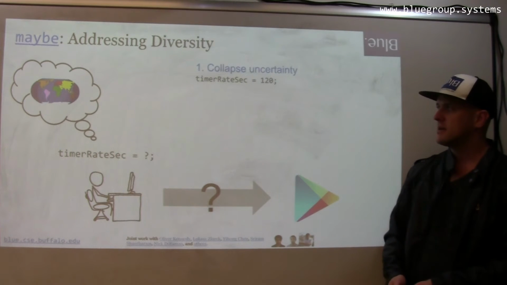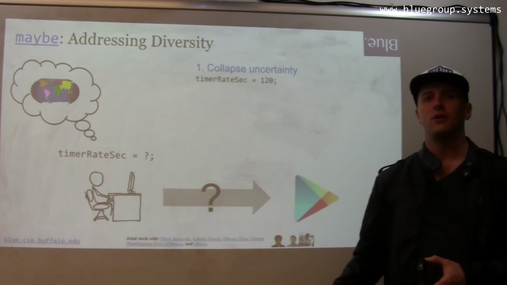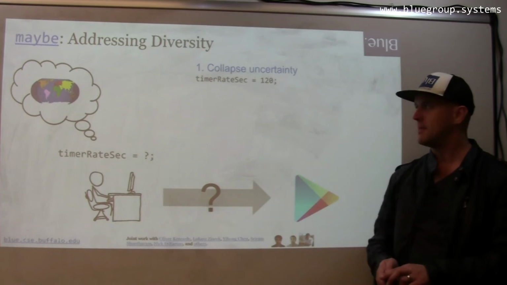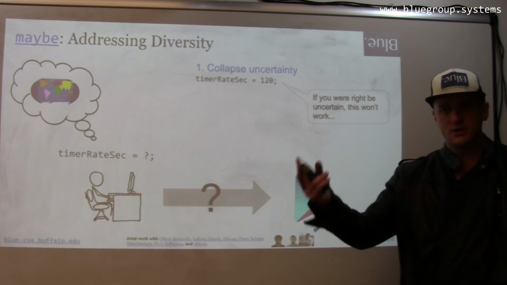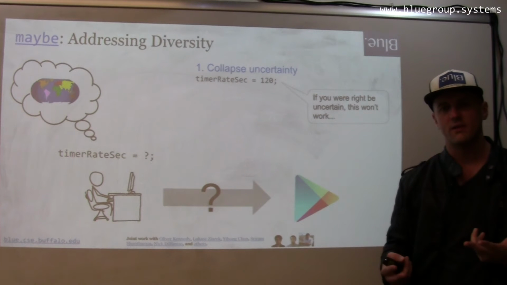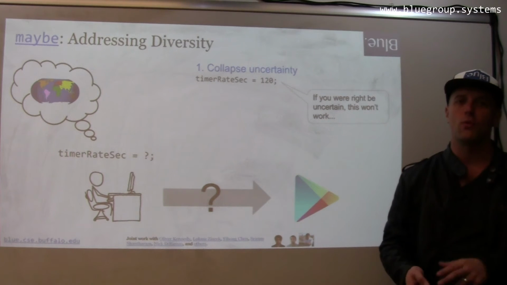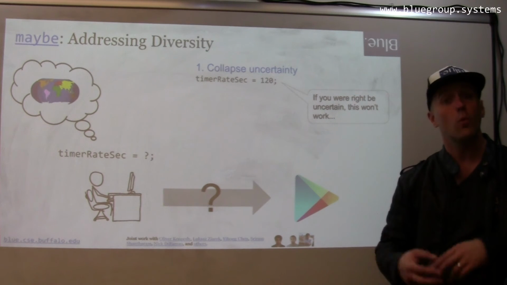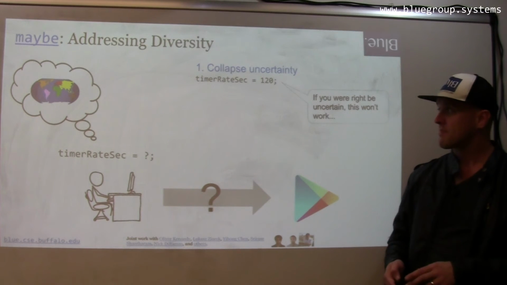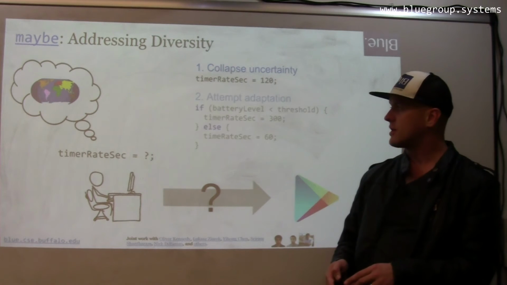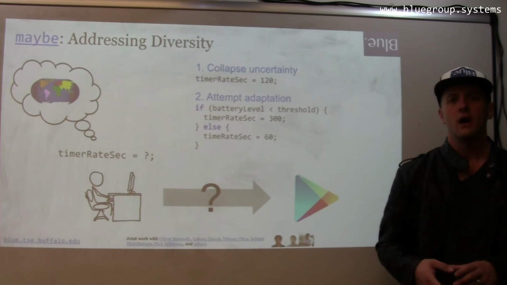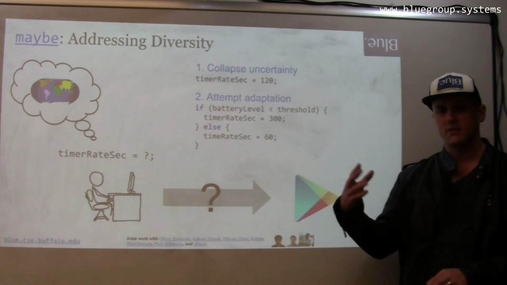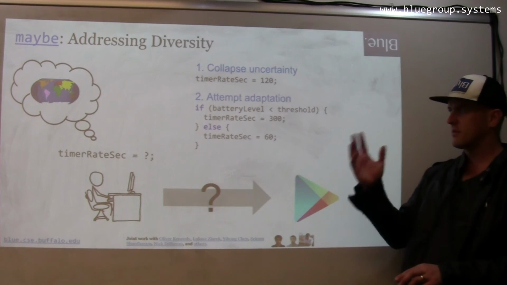Option one is I could basically try to set one value and hope it works everywhere. But of course, if you were uncertain about what value to choose, if you had some legitimate reasons to wonder whether or not this single value would be right, it probably won't work well everywhere. It may work, but it may not work well. The other thing you can try is to write adaptive code. And when we looked at the Android code base as part of this project, we didn't see a lot of this, but this is certainly an option.